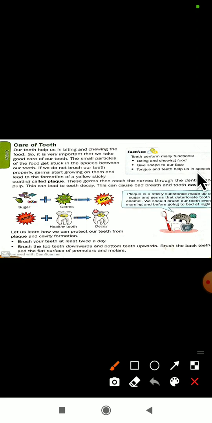Okay, imagine that if you don't have teeth, what would you look like? Yes, you will not look good. So because of the teeth only your face looks good here.